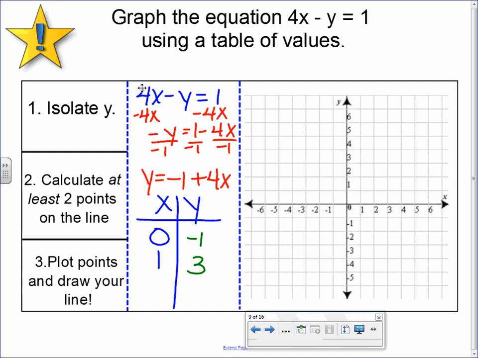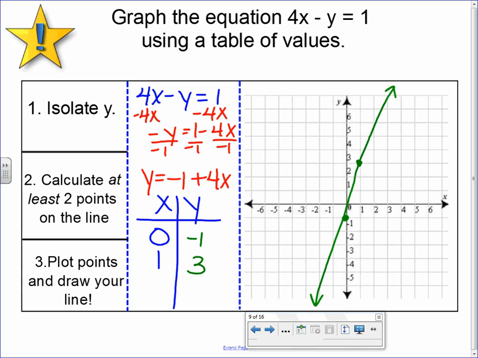Okay, so 0, negative 1, plotting it, left, right, 0, down 1. Second point is 1, 3, so that means to the right 1, and up 3. And again, that's the minimum. 2 points make a line. We're going to extend it all the way through our graph, and we're going to put arrows on both sides to show that it goes on forever. Again, that was the minimum.